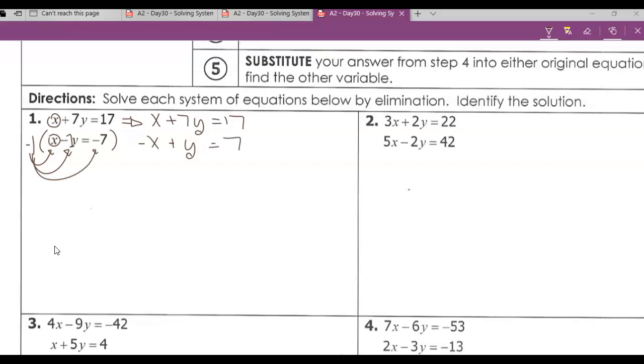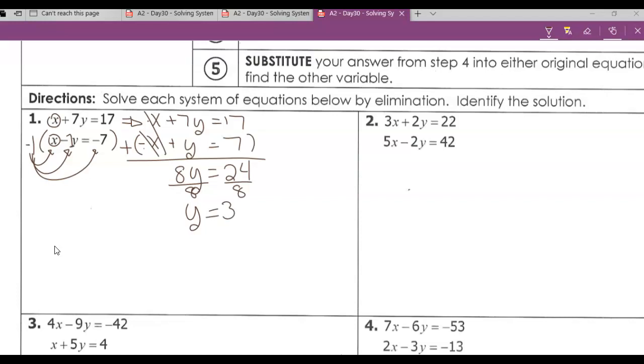Now I can go ahead and just add these two equations straight up and down. Positive x minus x gives me 0 x's, so these cancel out. 7y plus y on the bottom gives me 8y's. Equal sign falls down. 17 plus 7 gives me 24. Now I can get y by itself by dividing both sides by 8. And I get my first answer. y is equal to 24 divided by 8, which is 3.